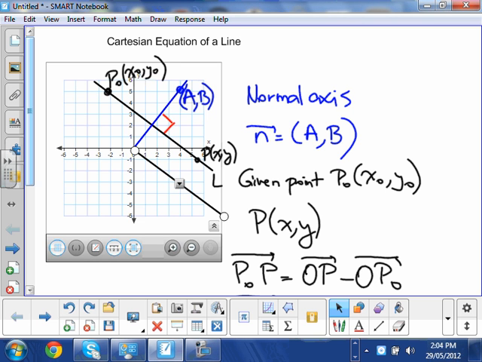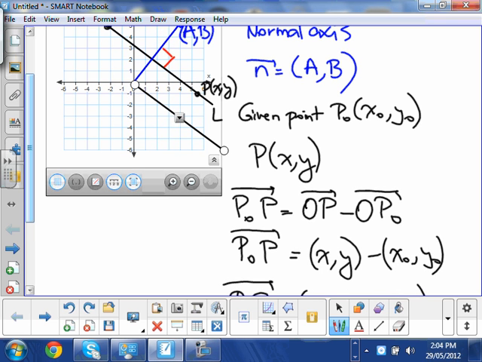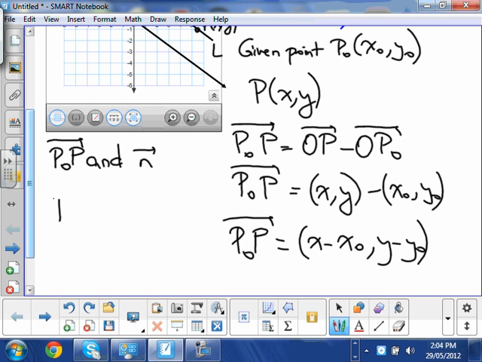Good. So now, what do I know about the following two vectors, P0P and the normal vector n? What do I know about them? They are perpendicular. The angle in between is 90 degrees. As a result, I can write something very interesting that I know about perpendicular vectors. Their dot product is 0. The dot product of those two vectors is 0. Okay, so let's write that.